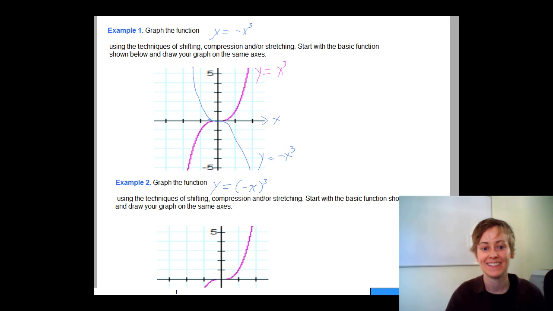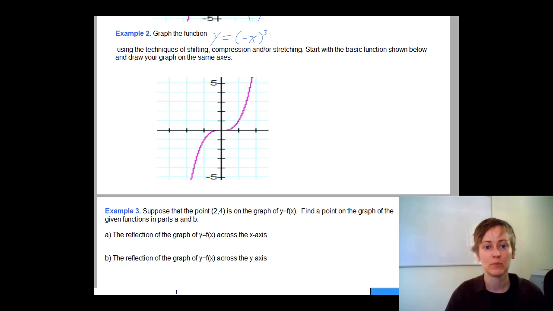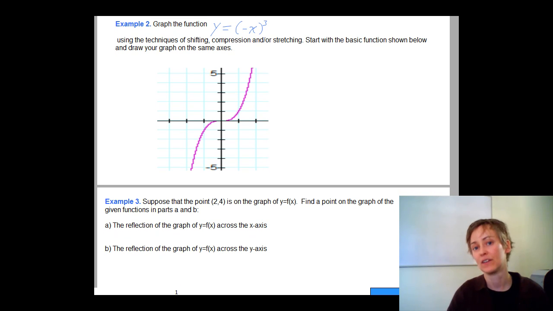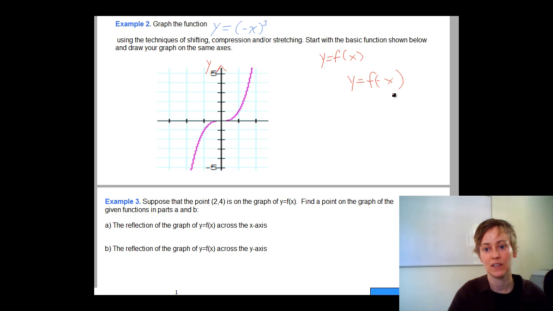Okay, now let's go to item 2. Item 2 is illustrating the other reflection. Why do I say that? Because remember what it means to be the other reflection. The other reflection meaning about the y-axis. If you have y equals f of x and you do this to it, then that's a reflection about the y-axis. Okay, so that's exactly what happened.